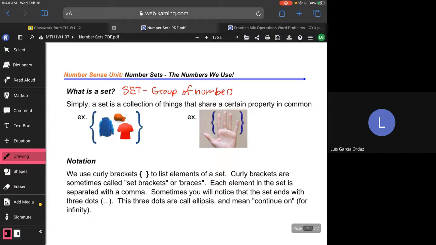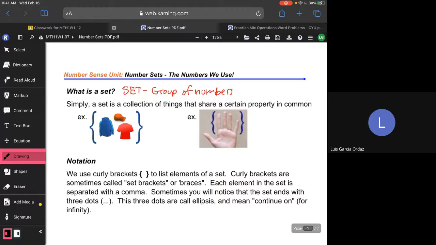So for example, I have a coat, a t-shirt, and a hat. That is a set. That may be something you find in your bedroom closet. You have a hand with the fingers, so your hand contains a set of fingers. You have your thumb, your pinky, your ring finger, your middle finger, and your index finger.